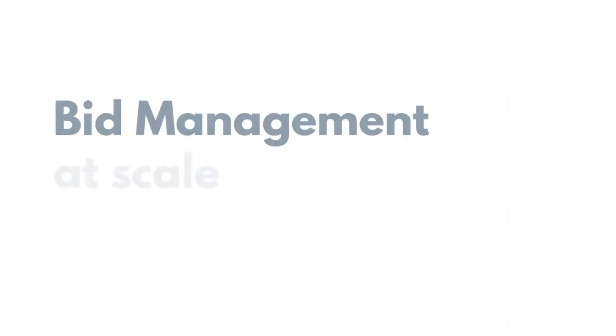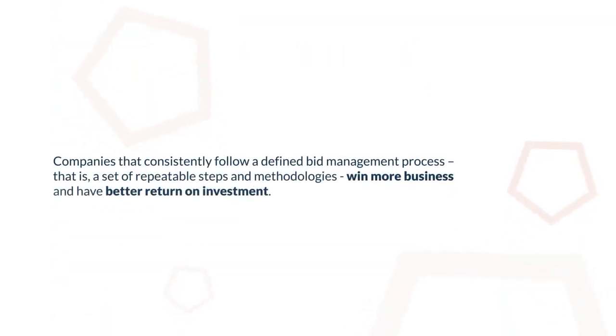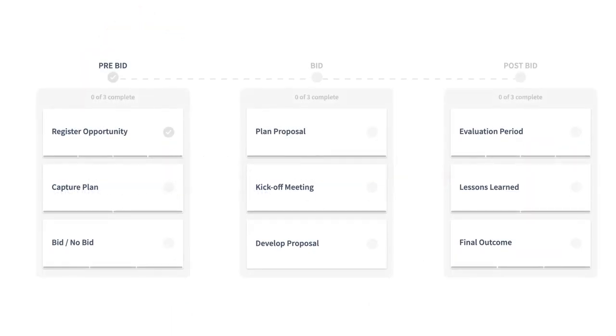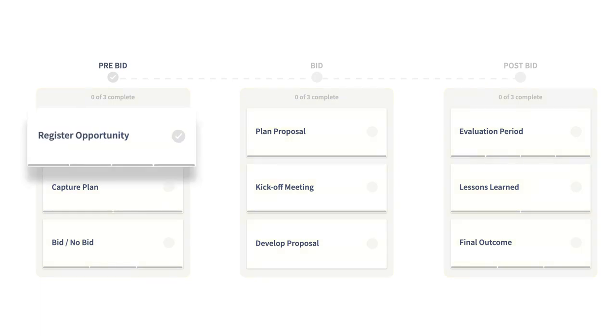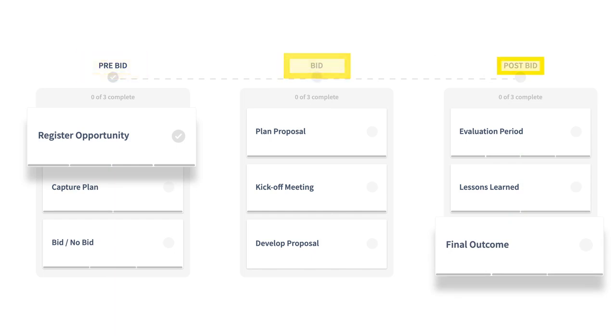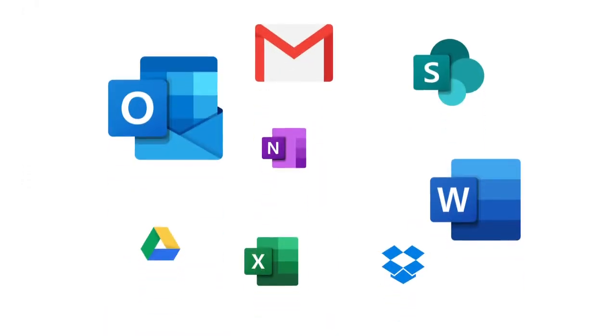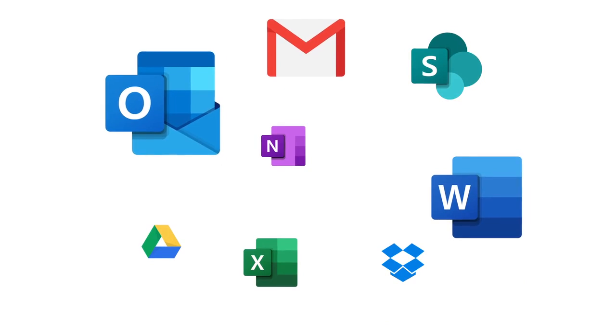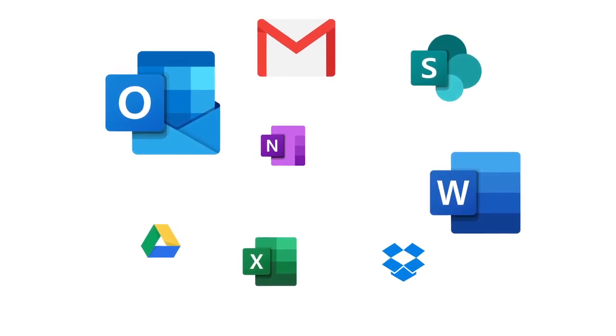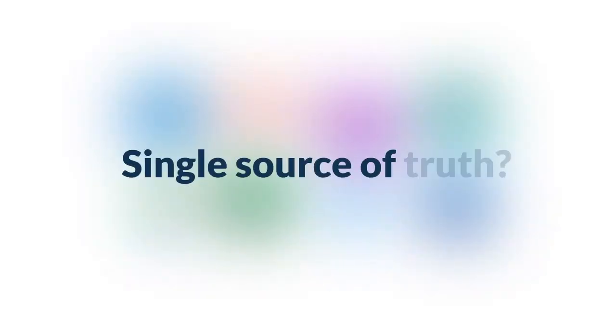Let's start by talking about bid management at scale. Companies that consistently follow a defined bid management process, that is a set of repeatable steps and methodologies, win more business and have a better return on investment. As you know, in the business pursuit world, these key steps are often referred to as the end-to-end process or the bid lifecycle. It starts the moment an opportunity has been identified, and it ends after a contract has been awarded. These steps, which can be broadly broken down into the pre-bid, bid, and post-bid phases, are currently performed across a number of different software platforms and manual processes within a company. These tools and processes can be great, but there's nothing tying it all together. No single source of truth.